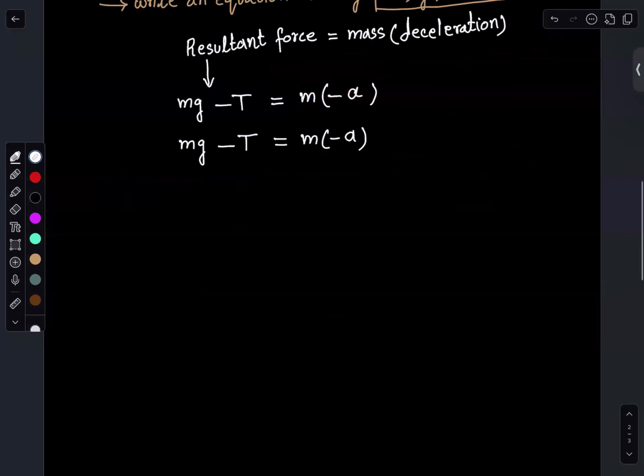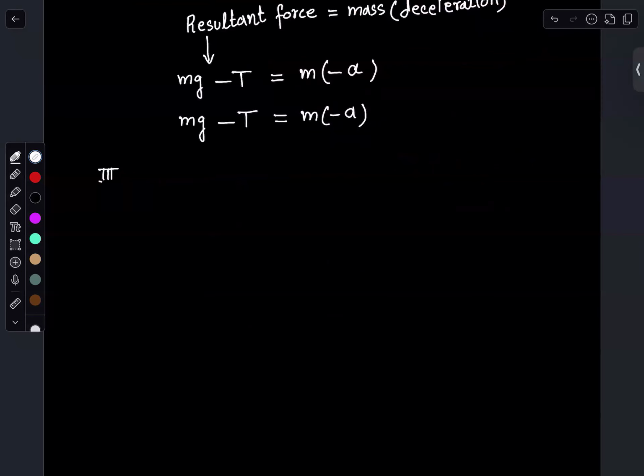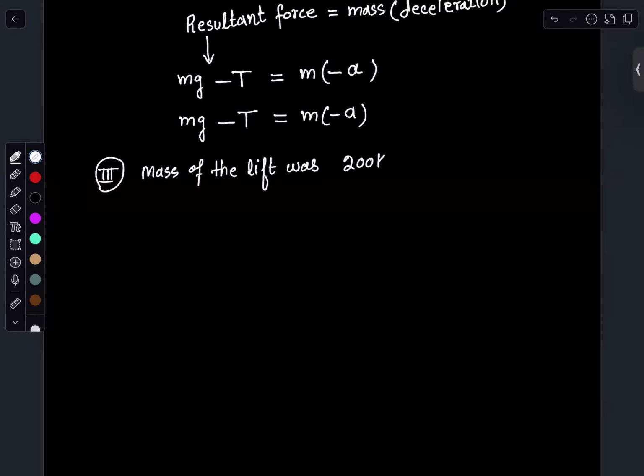Now the third part of the question is: the mass of the lift was 200 kg. Acceleration due to gravity in the A level syllabus is taken to be 9.81 if not given by the examiner. Let me repeat that. Mass of the lift was 200 kg. g is 9.81 meter per second square.